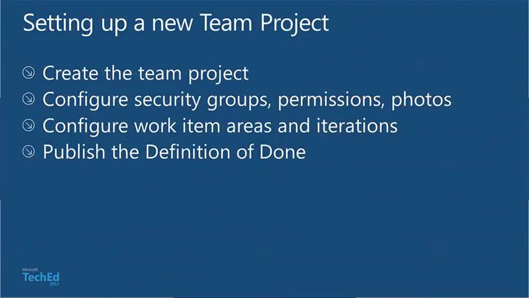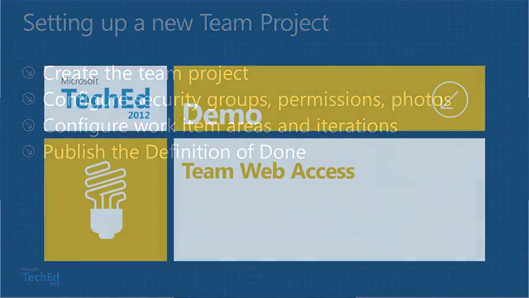So things that we're likely going to have to go through: creating our team project, setting up our team, configuring their security, permissions, photos, setting up our sprints and potential areas, and then think, where are we going to put our definition of done? So those of you using this to do Scrum, those are kind of the common activities you're going to have to learn how to do in the new tooling. So I'm going to show you what some of those look like.